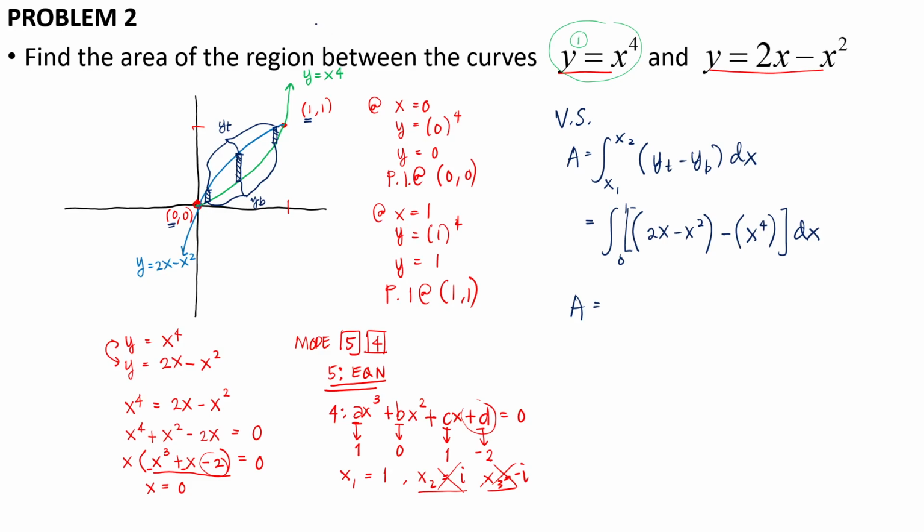So just to go back to the original setting, use Shift Clear and then All. For those using the 991 ES Plus, it's Shift Clear and then 3. So again, the button for the definite integral is this one, below the Alpha button.